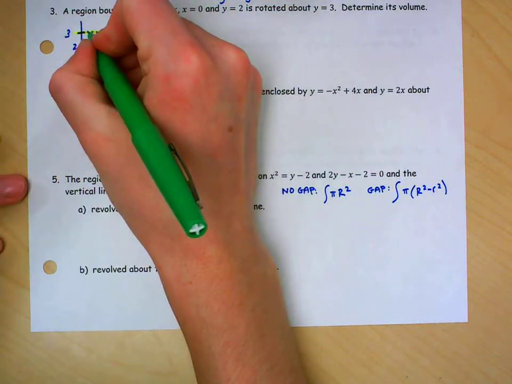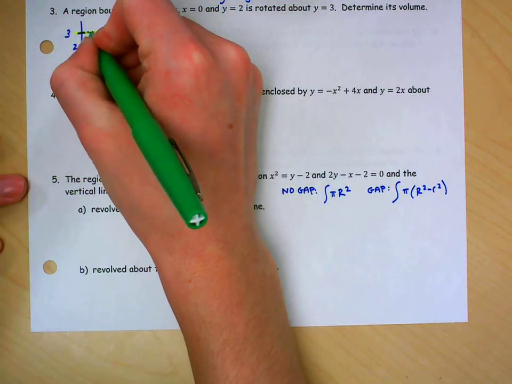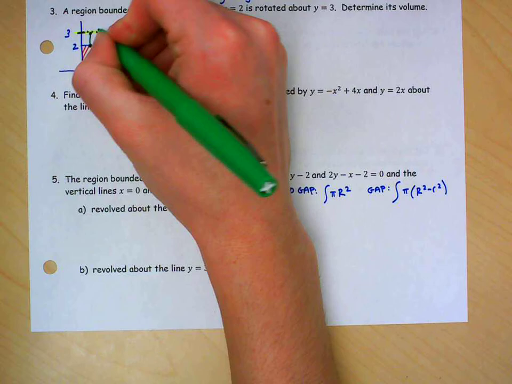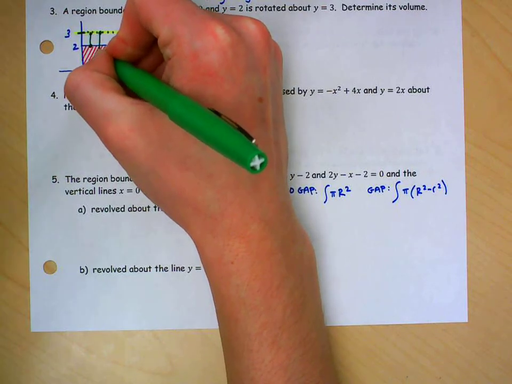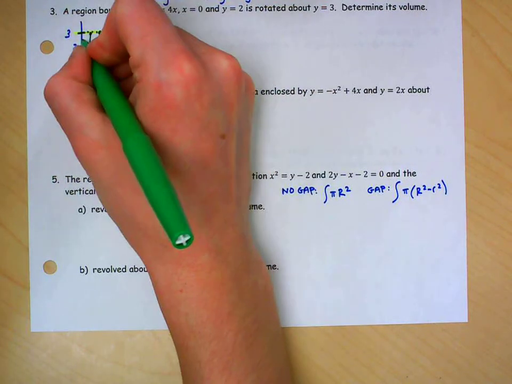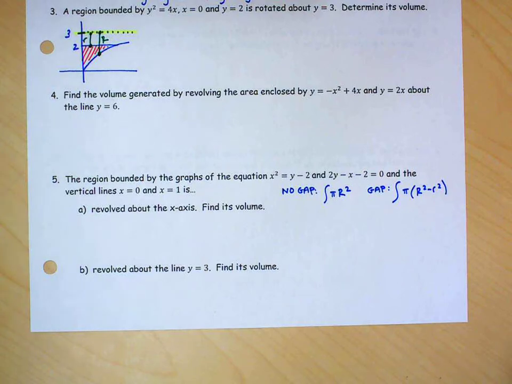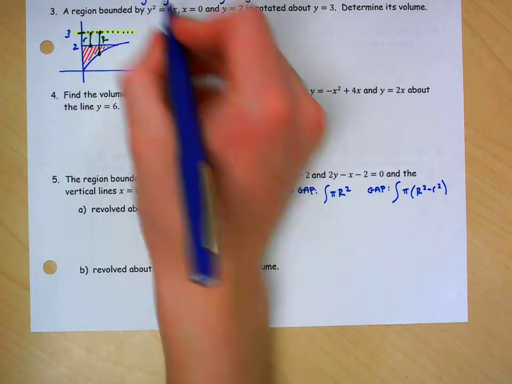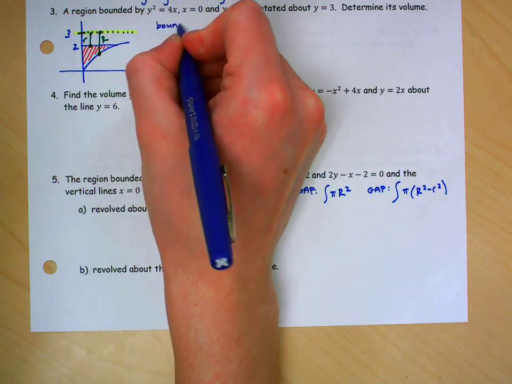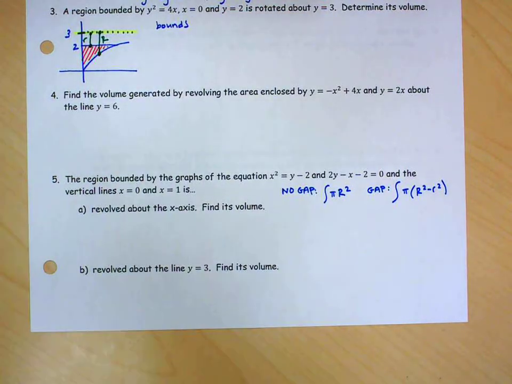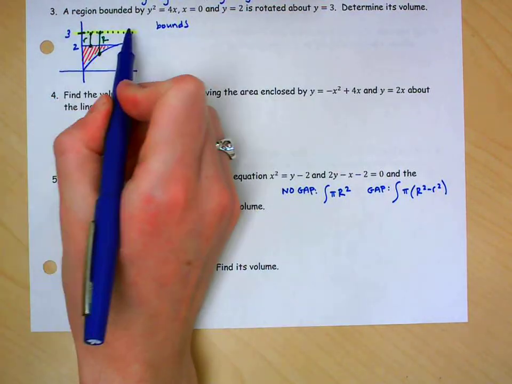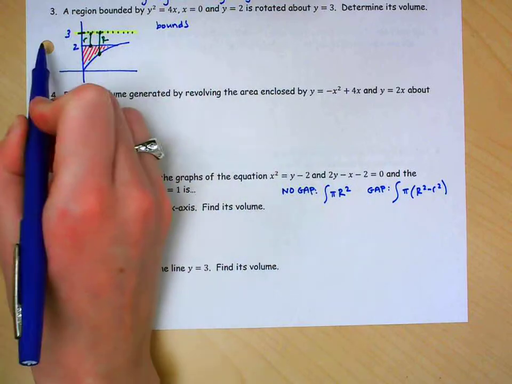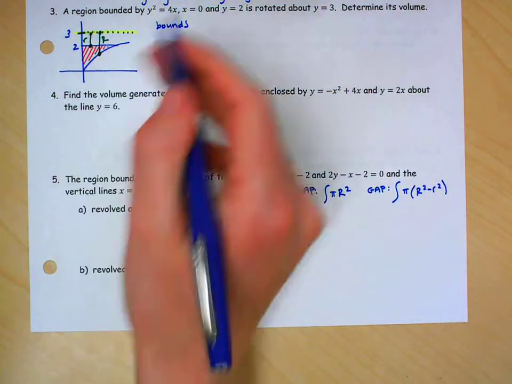Here's my closer, my axis to the closer curve. Here's my axis to the farther curve. So my big R is going to be this. My little r is going to be this. Well, normally the second thing we do is we do our bounds. So if I look at the bounds for this problem, I'm going to do everything with respect to x because I have a horizontal line, which reminds me of the x-axis. So I'll do everything with respect to x.